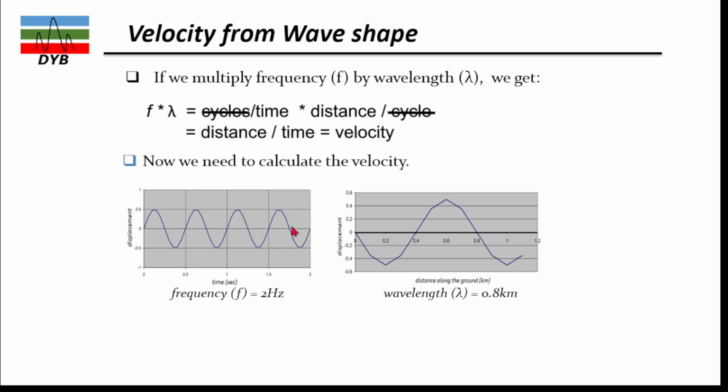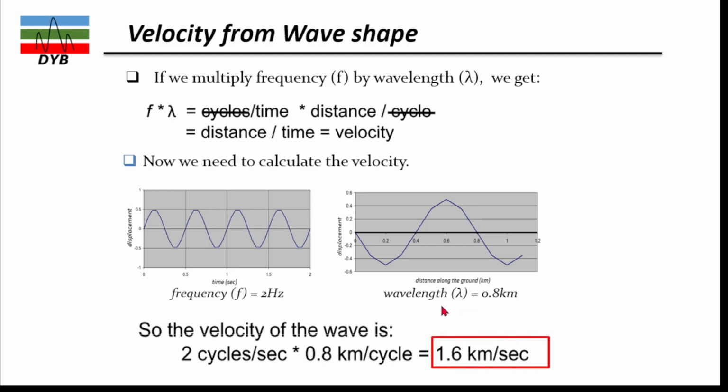So now based on these two parameters, frequency, which we got from the previous wave, which is 2 Hz, and also the wavelength, which is 0.8 kilometer, we can calculate the velocity of this wave. So what will be the velocity? We just multiply 2 Hz with 0.8 kilometer per cycle, which is equal to 1.6 kilometers per second. So this is actually the velocity of these seismic waves.